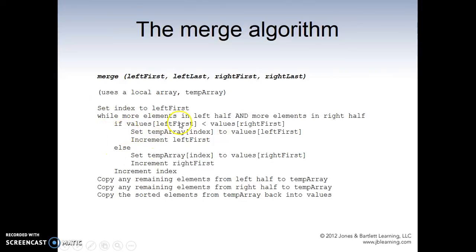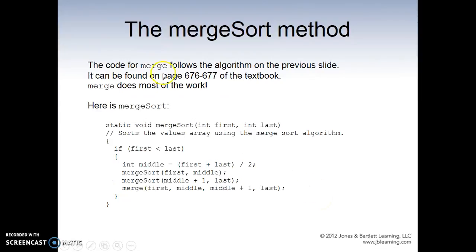Let's finish the merge, when there are no more elements in left and no more elements in right. Then copy the remaining elements from left to temp, or copy the remaining elements from right to temp, and then for the final step, copy the sorted elements from temp back to the values. Then that's sorted, right? The values of the array that was unsorted. The code for merge, okay, so we use Java to implement it.